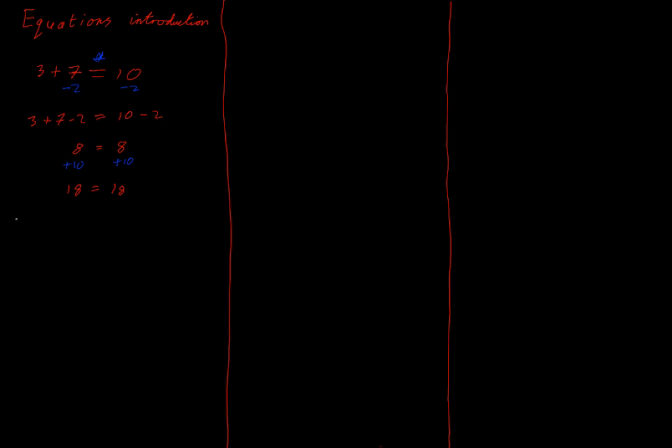I'm going to take another example now. If I have 8 multiplied by 2, it is equal to 16. That's true. If I multiply 8 by 2, I get 16. We're all happy that that's true.